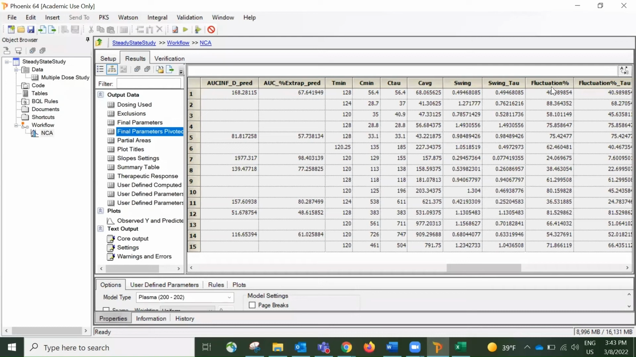There are also two parameters called fluctuation percentage and fluctuation percentage tau. They measure the percentage of the oscillation. Again, the fluctuation percentage uses Cmin for calculation, and fluctuation percentage tau uses C tau for calculation.